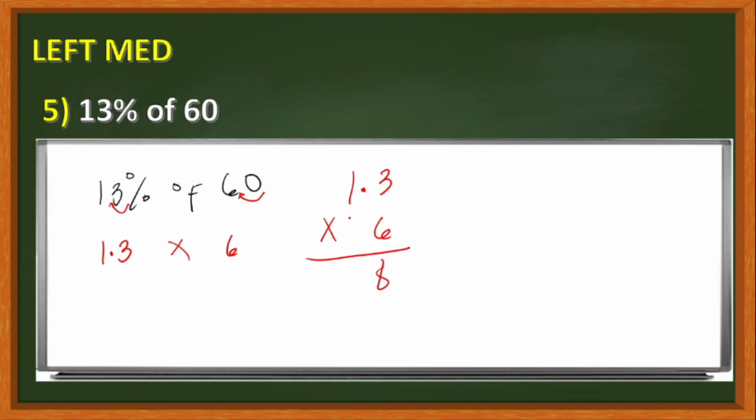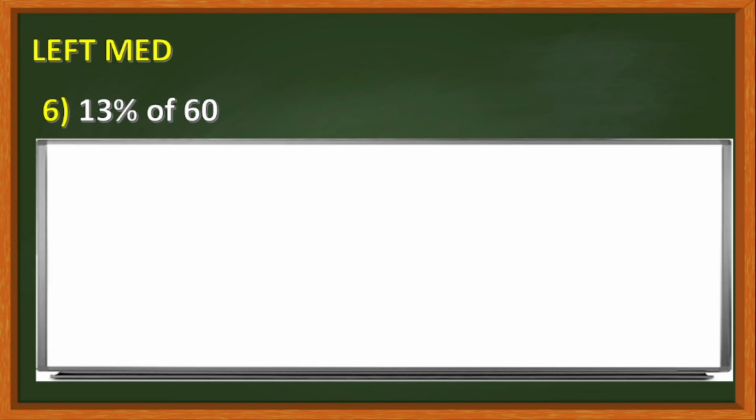6 times 3 is 18. Regroup 1. 6 times 1 is 6 plus 1 is 7. Then count the number of decimal places. We have 1. So the answer now is 7 and 8/10. That's very easy. Another one. How about 13%? And that's the example.